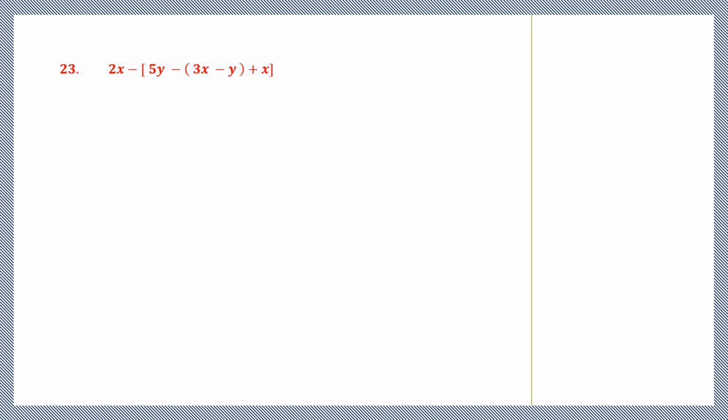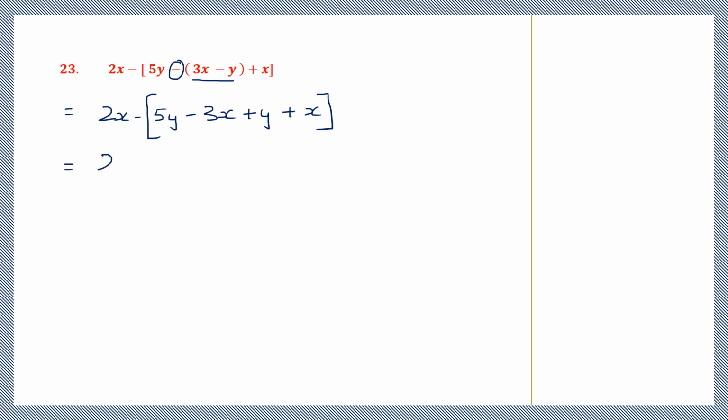Question 23. So here we have the square bracket and we have the common brackets. So we have to remove the common brackets first. So let's begin. 2x minus square bracket 5y. Now before we remove the brackets, look at the sign before it. It's minus. So change the sign of the terms inside. So minus 3x plus y. We have opened the common brackets. Let's add what's given there. Plus x.